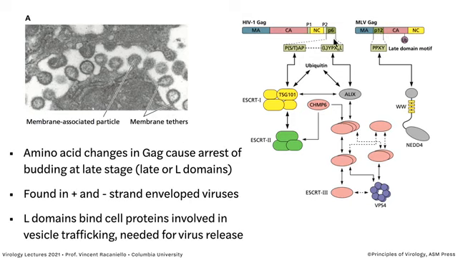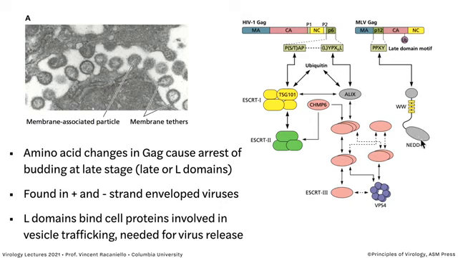So they call these late domains because they had an effect at a late stage of infection. They found them in many viruses that were enveloped, whether plus or minus strand. Turned out that many viruses had sequences that, if changed, would cause this arrest in budding. And what was eventually figured out was that these late domains, P6, P12, bind cell proteins that are needed for vesicle trafficking. And they bind components of the ESCRT pathway, which are shown here. So the P6 domain of HIV binds all these ESCRT components, ESCRT-1, ALIX, and so forth.